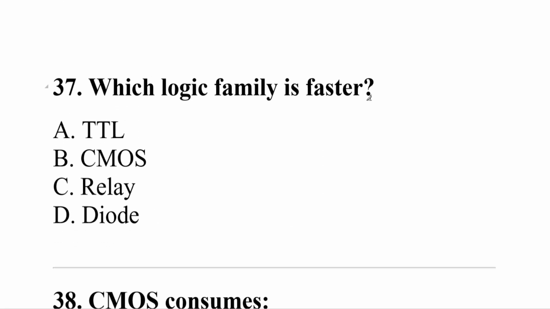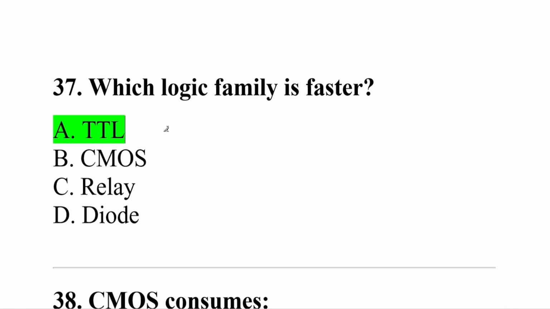Moving ahead to question number 37. Which logic family is faster? Option A TTL, B CMOS, C relay, D diode. And the correct answer is option number A, that is TTL. That is, traditional TTL is generally faster than the older CMOS technologies.